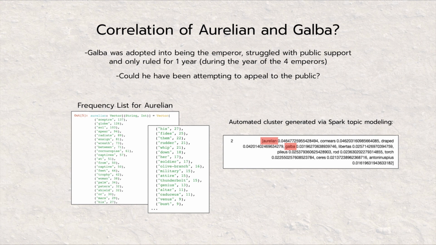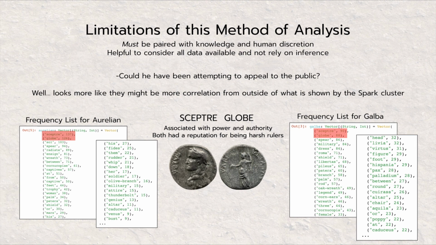He was adopted. Galba actually struggled with public support. He ruled during the year of the four emperors and didn't rule for very long. And my question was, was he trying to appeal to the common man, a farmer, by showing corn ears and symbols of solidarity with them? Same, even with slaves, he showed libertas type of things. And you can see, once you generate the frequency list for Galba, you can see corn ears in his list.